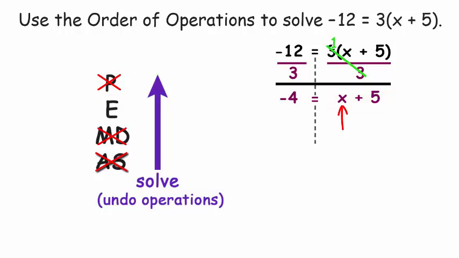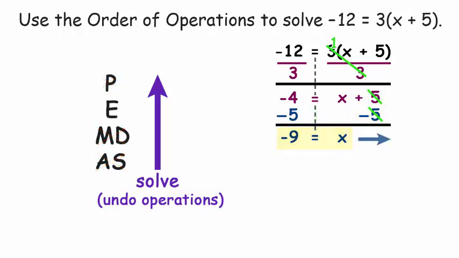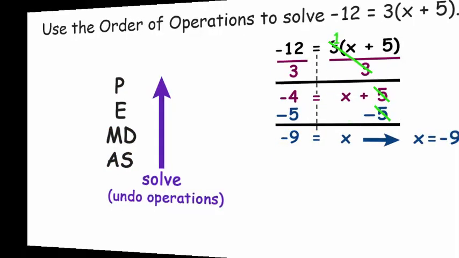Now, to isolate x, we subtract 5 from the right side of the equation, and to keep the equation balanced, we also subtract 5 from the left side. Again, working from left to right, we calculate -4 subtract 5 to get -9. Then we bring down the equal sign and bring down the x. Since 5 subtract 5 is just 0, we simply cross out the 5's. So the solution is -9 equals x, or equivalently, x equals -9.